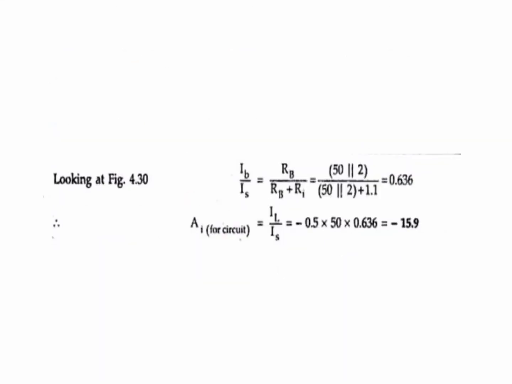Finally we substitute the value for IB by IS is equal to RB by RB plus RI, and we find the overall current gain AIS. Here they wrongly gave it as AI, actually it's AIS is equal to IL by IS is equal to minus 0.5 into 50 into 0.636 is equal to minus 15.9. Make the substitution correctly to get the correct answer. So that's all. This is the end of this problem of single stage amplifier.